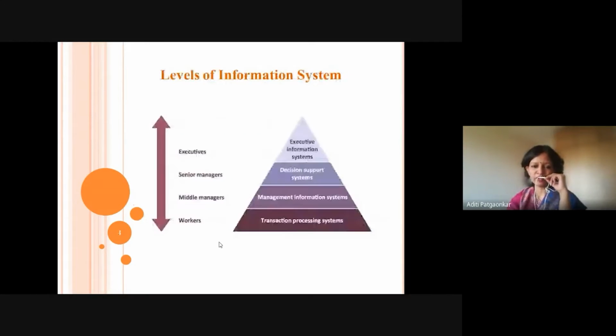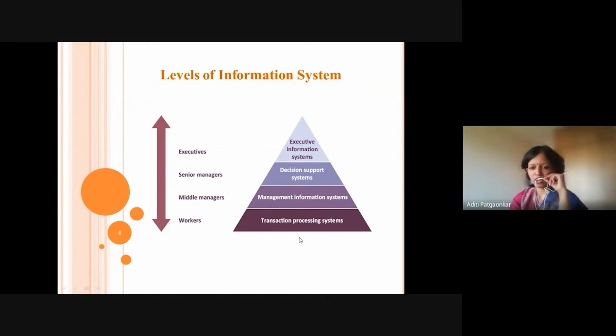This particular pyramid is showing different information systems used by different levels of people. Now we will start from the first level, the topmost level of this pyramid, known as EIS, that is Executive Information System, which is used at the strategic level by top executives of the organization. The next level is known as decision support system, which is used by senior managers for the decision making process. The third level is the middle level, known as the MIS, management information system, which is used by middle managers.